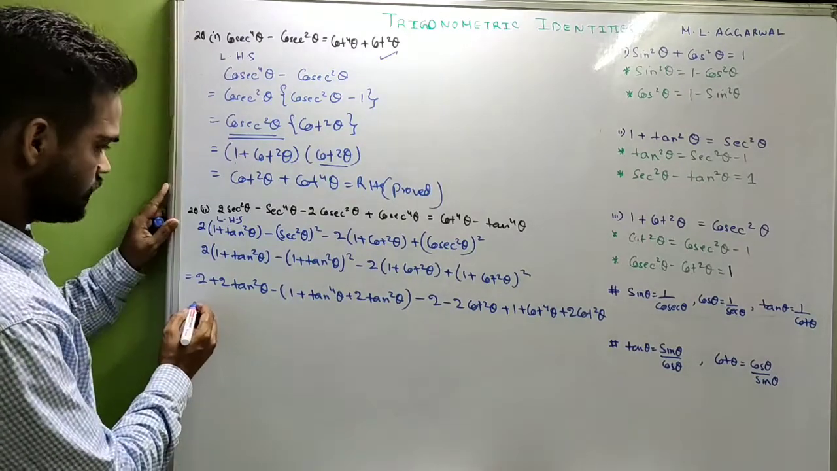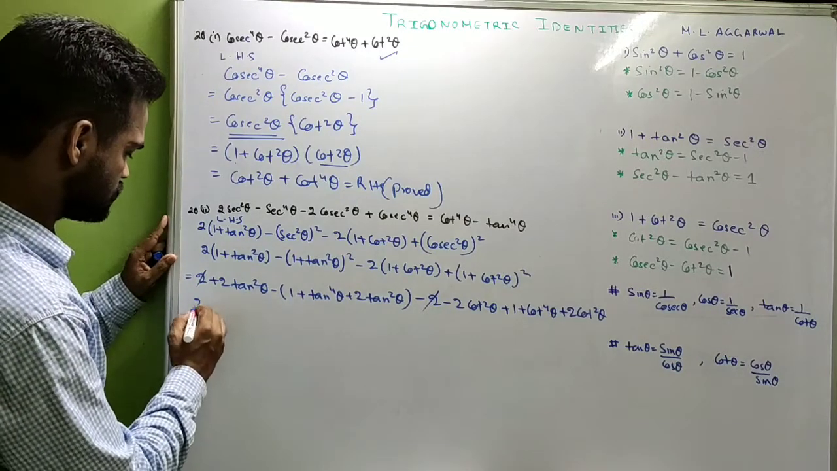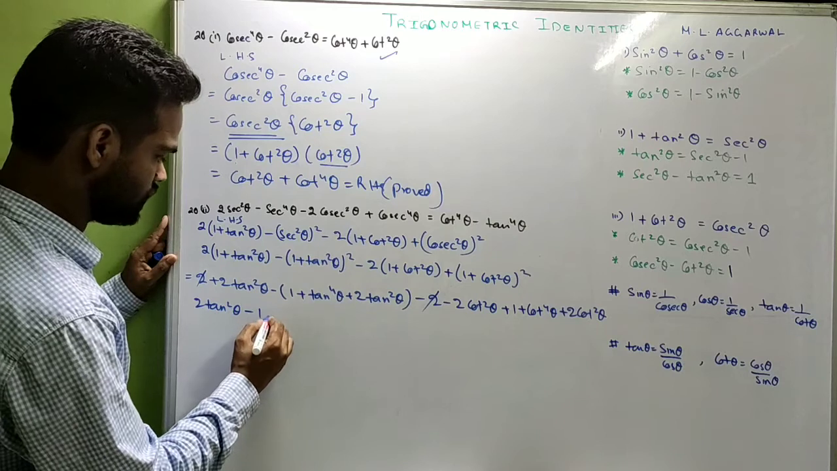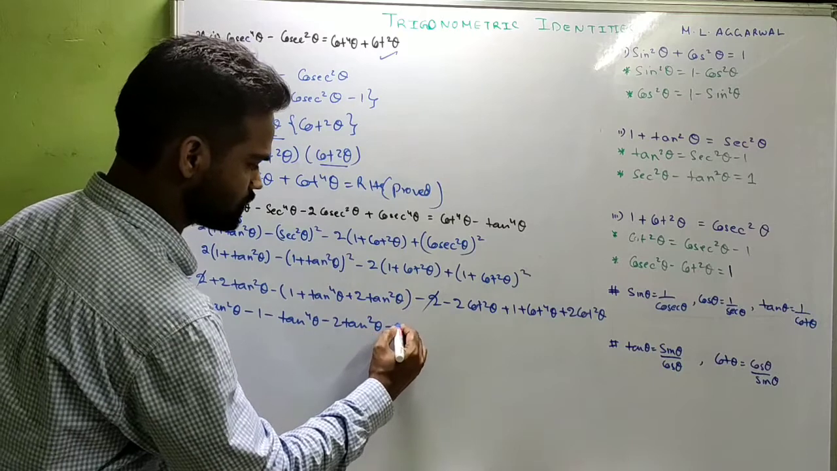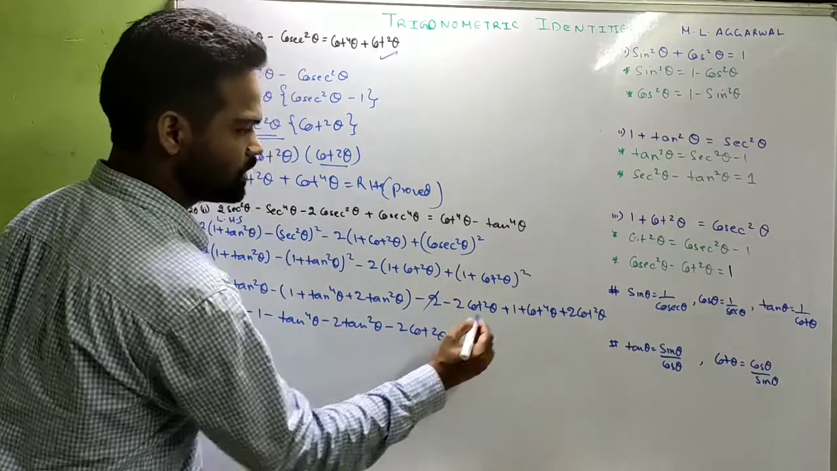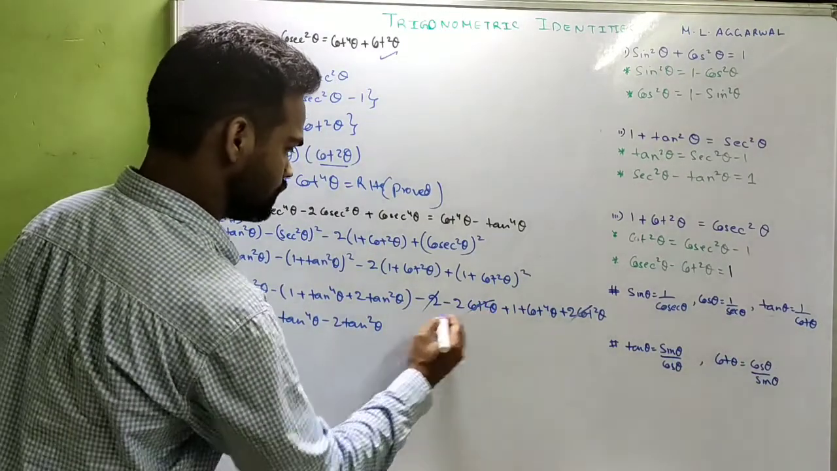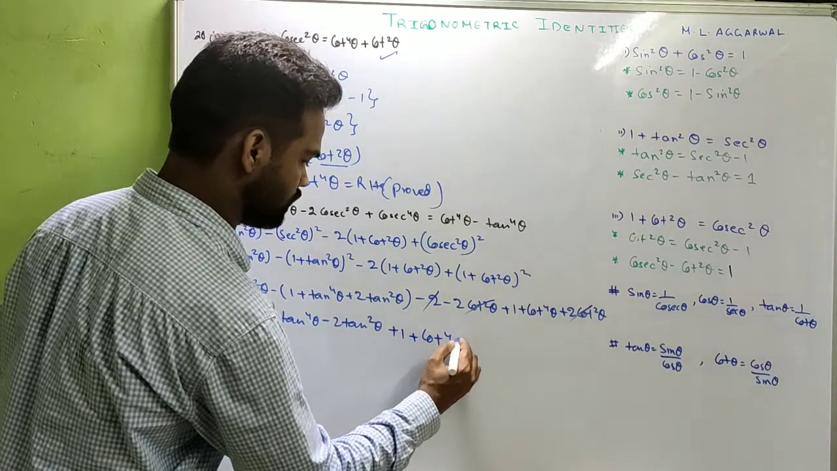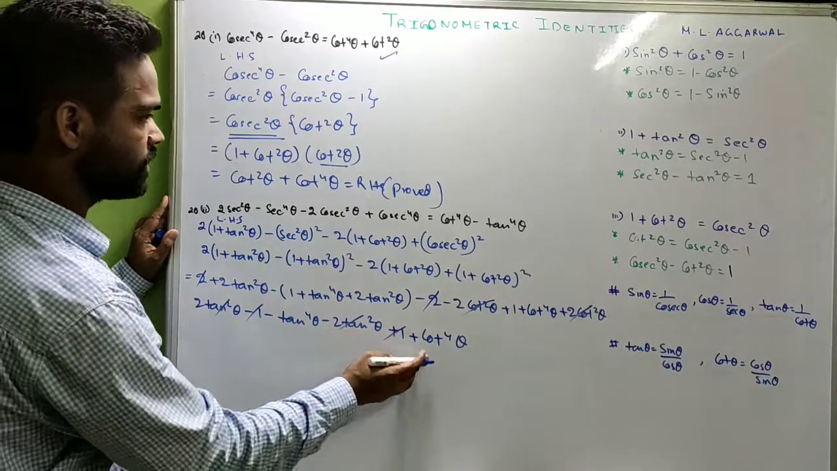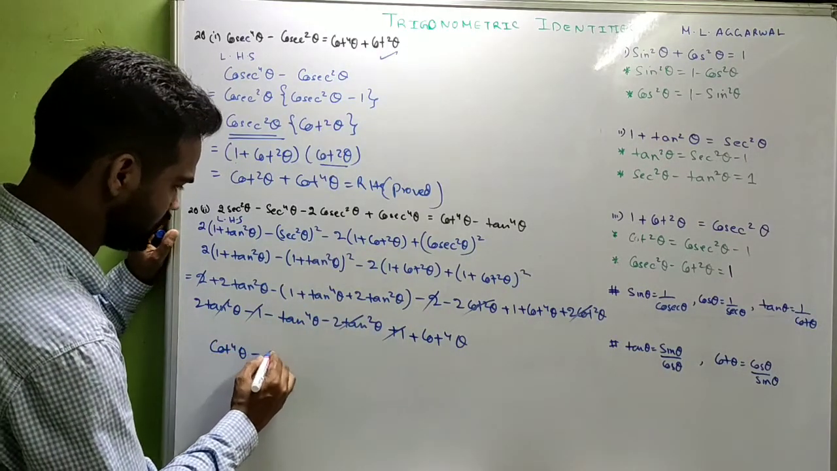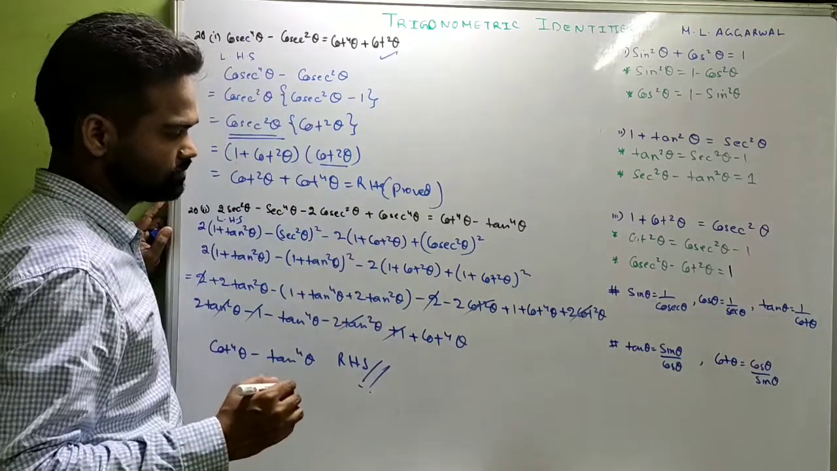Yeah, done. Now just see, 2 this is cancelling. Just open the bracket now. So this is 2 tan square theta minus 1 minus tan to the power 4 theta minus 2 tan square theta minus 2 cot square theta. Minus 2 cot square theta plus 2 cot square theta cancels out. So what remained? Plus 1 plus cot to the power 4 theta. Now this and this cancel out. So what remains is cot to the power 4 theta minus tan to the power 4 theta, and this is your RHS. Done. Nice sum.